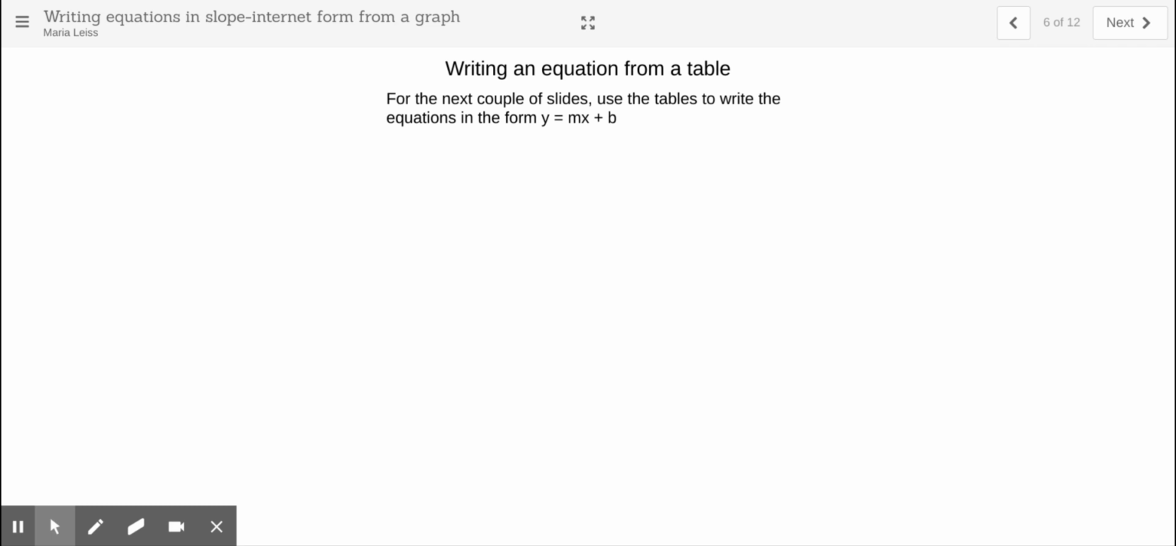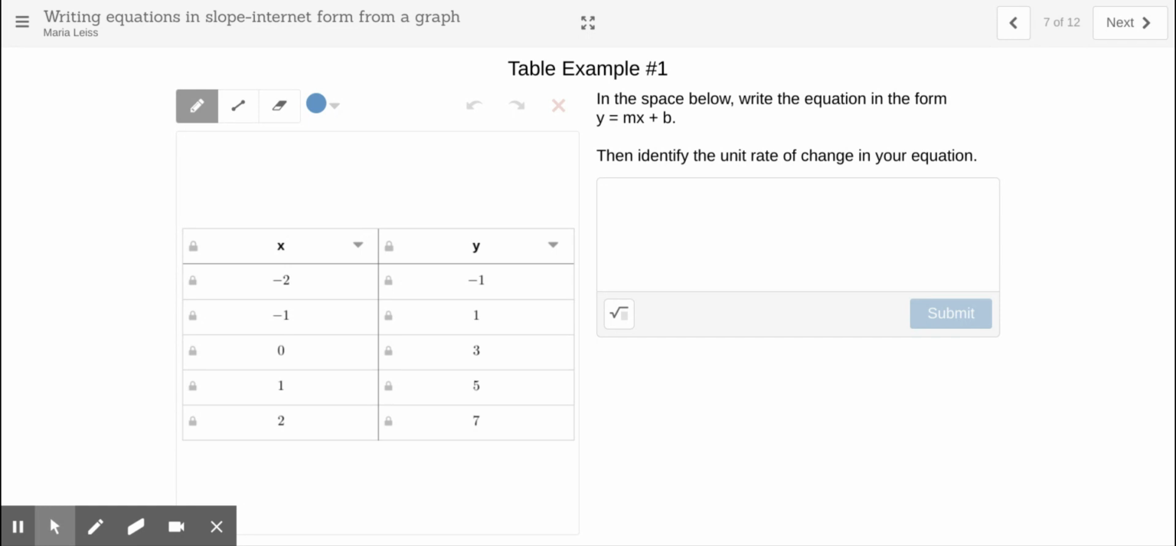All right, welcome back to part 2 of our DESMOS Activity 1. This is what we completed on the second day of our notes. Today we're going to be focusing on creating an equation based on what you see on the table.